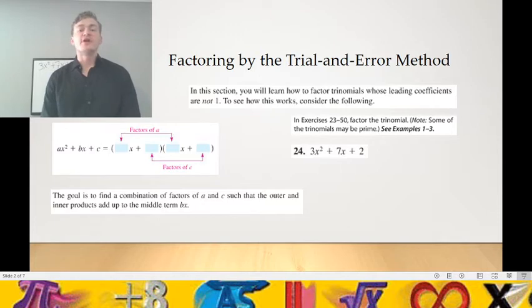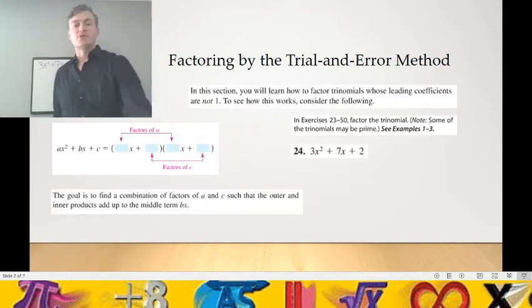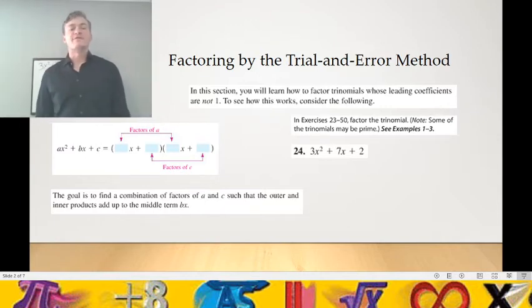We are given the trinomial 3x squared plus 7x plus 2, and we're being told to factor the trinomial. Again, some trinomials may be prime, so if we cannot find these two binomials that multiply to give us our trinomial, then we can't factor it at all, and we would just say that the trinomial is prime. So how are we going to start here? Well, with 3x squared plus 7x plus 2, let's consider what are some factors for our coefficient a.